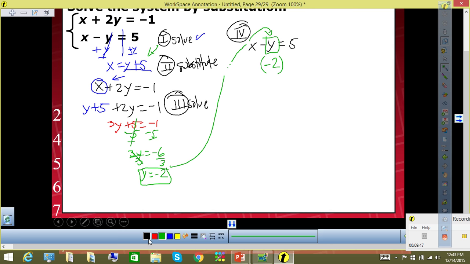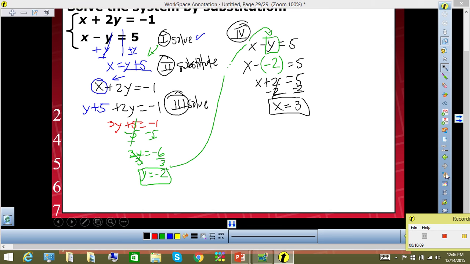So I bring down the x, bring down the subtraction sign, the equal sign and the 5. What is negative times a negative? Positive. That becomes this. So therefore, to solve for x, what do I do? Minus 2, x equals 3. Copy that, please.